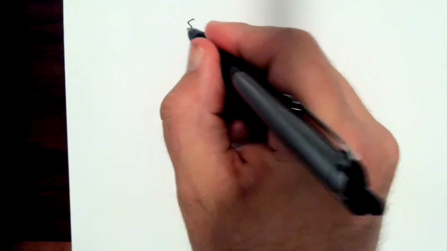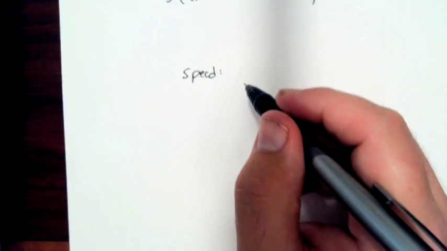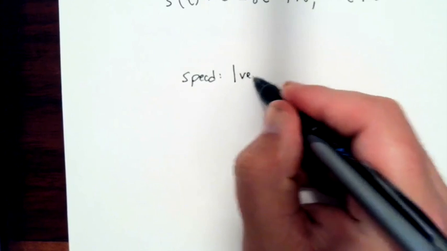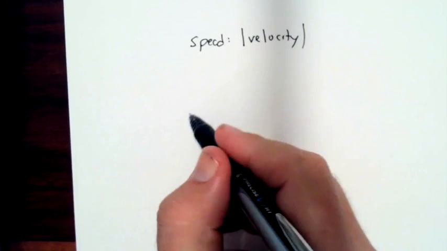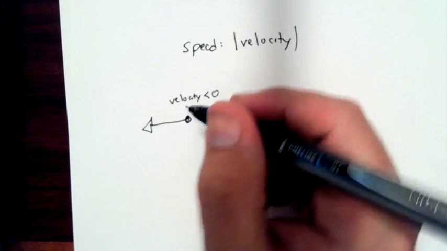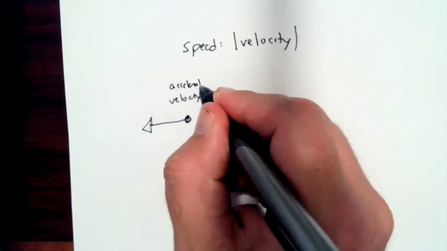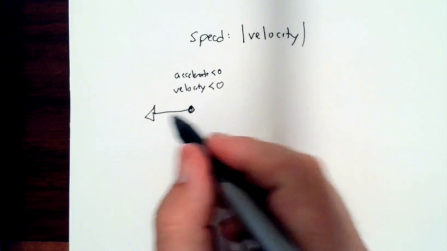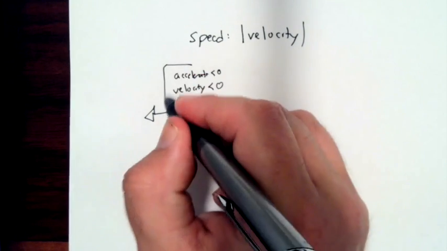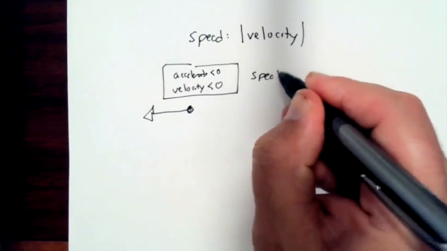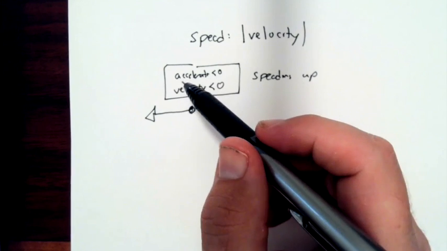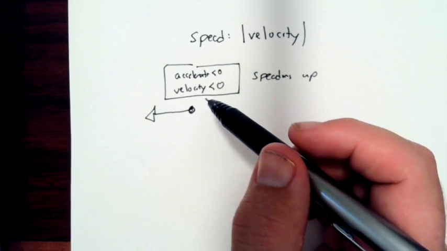Speeding up, what is speed here? Speed is like velocity, but it does not have a sign associated to it. Speed is the absolute value of velocity. So if an object is moving backwards, its velocity is negative, and if its acceleration is also negative, then it would be speeding up because it's going backwards faster. So this is one way you could have something speeding up: if your velocity is negative, which means you're moving backwards, and your acceleration is negative, which means your velocity is getting more negative.